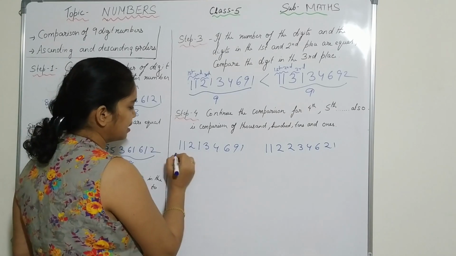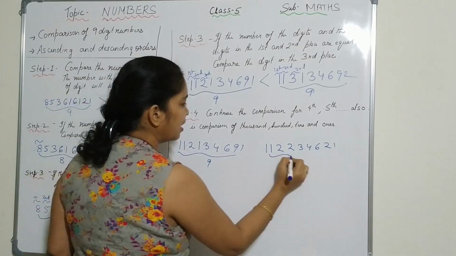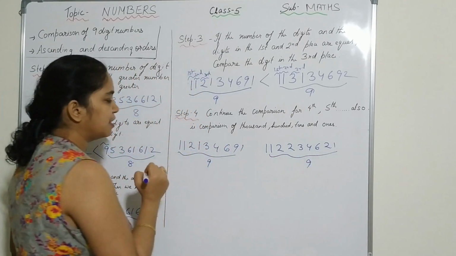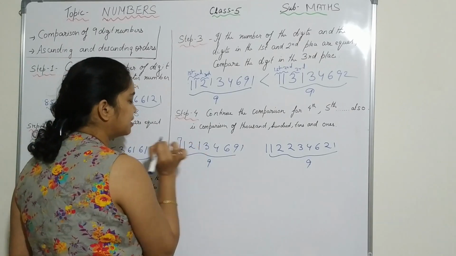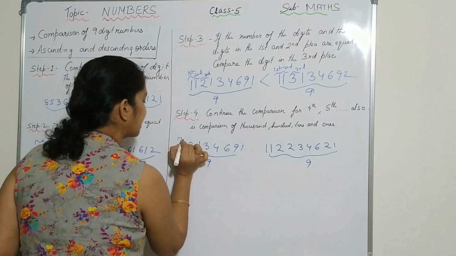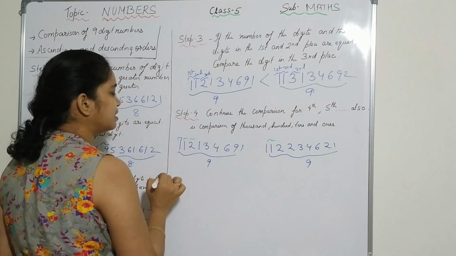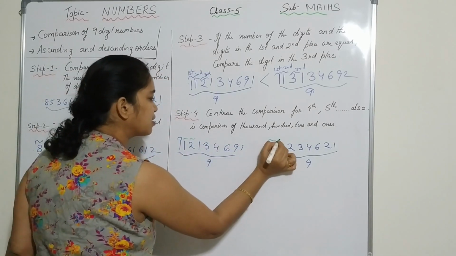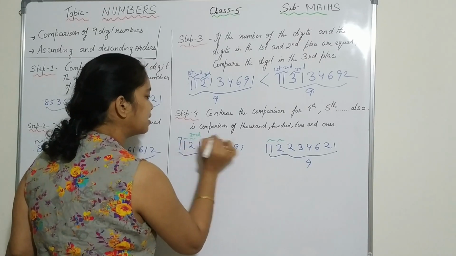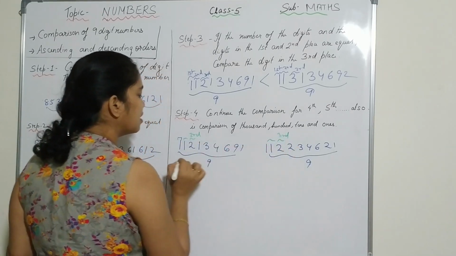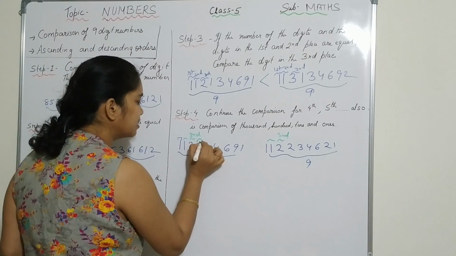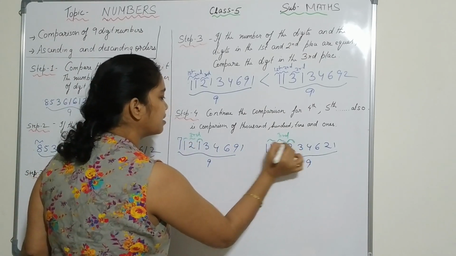So how many digits are there? It is also 9-digit. Yes, you can see the first digit is same, and the second digit is also same. Now coming to the third digit. Yes, the third digit is also same. Now coming to the fourth digit. This is the fourth digit.